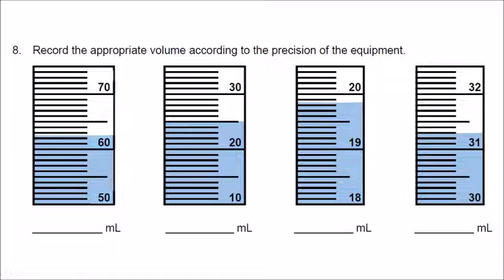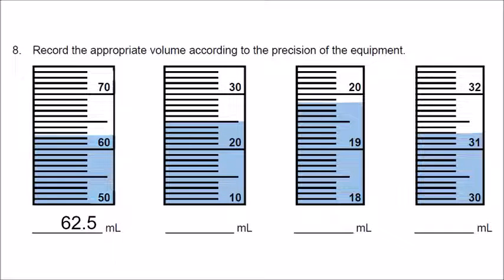Number 8 is asking us to read the equipment and record the appropriate volume. So we have 4 different pieces of equipment. Let's start with the first one. Every line that is printed on that particular instrument is worth 1 milliliter. The liquid level is between 62 and 63. So our answer is going to be estimated to the 10th place. I chose to say 62.5. You might have said 62.4 or 62.6, and that's fine.